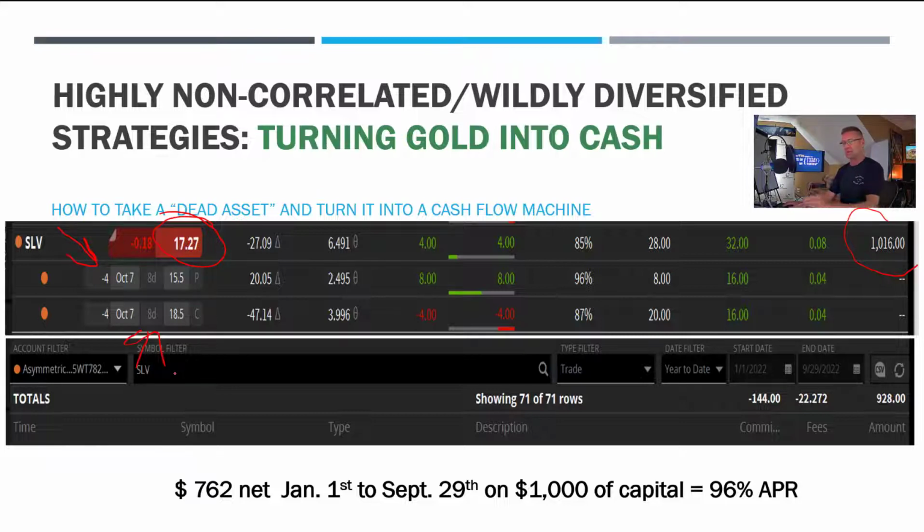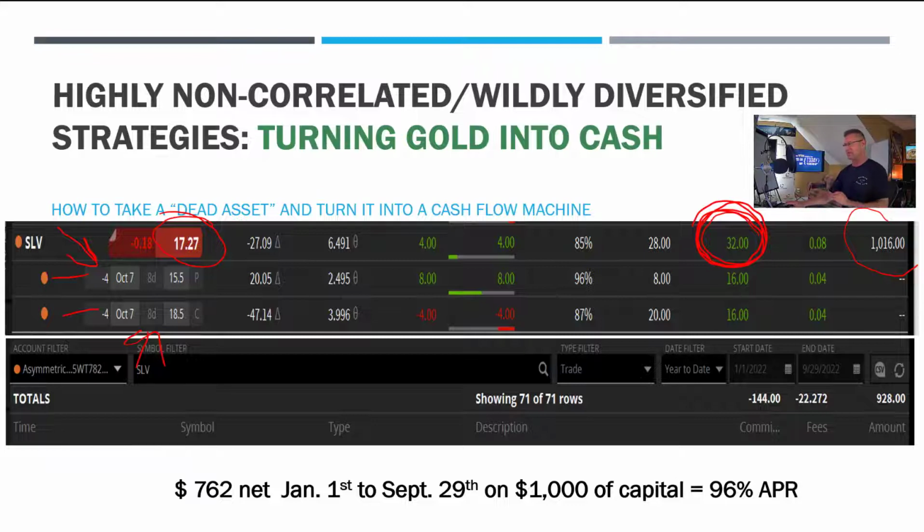Basically, we are saying that we would be short silver at 1850. We would be long it at 1550. We brought in a total of $32 credit on this trade. So I put up about $1,000 and brought in $32. This trade was actually about a 10-day trade, so it's just a little bit above 1.5% a week in income.